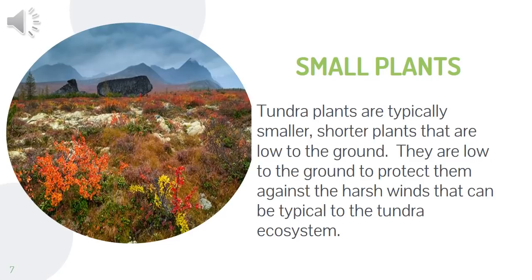The first adaptation we're going to talk about is the fact that tundra plants are typically smaller, shorter plants, and they're normally low to the ground. The reason that they're low to the ground is to protect them against the harsh winds that are often found in the tundra ecosystem. We can see in this picture here that there really aren't many tall trees. There are different plants in the picture, but all of them are pretty much short, stubby little plants.